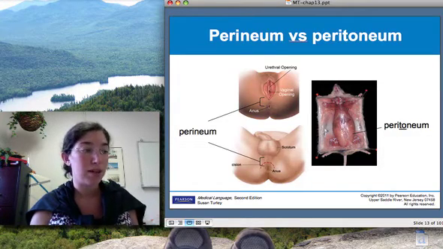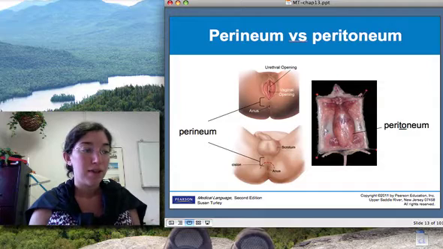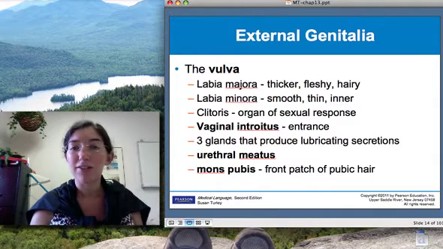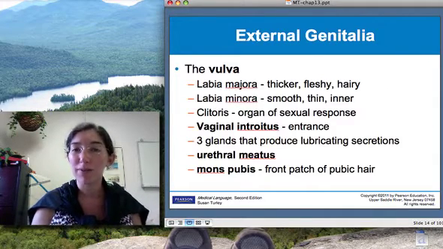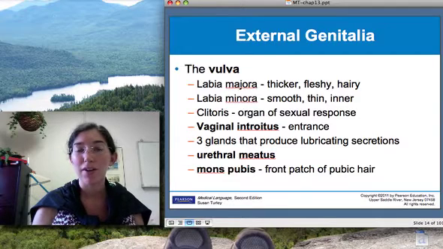All right, so this slide here is just going over the parts of the vulva, which I just walked you through on this slide a couple of slides ago.